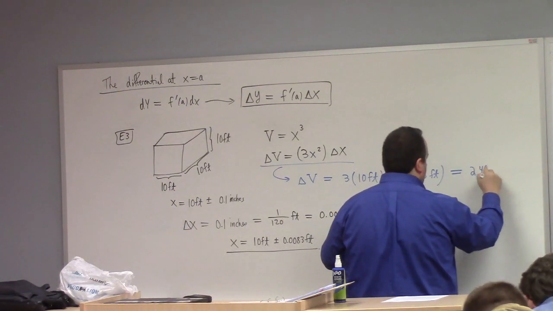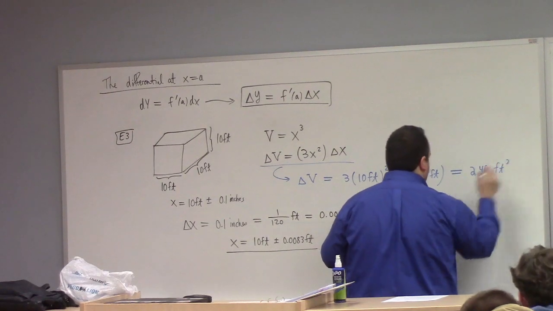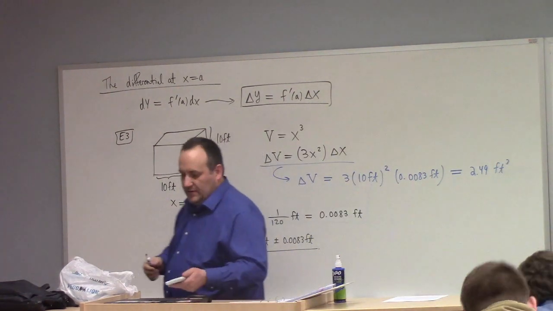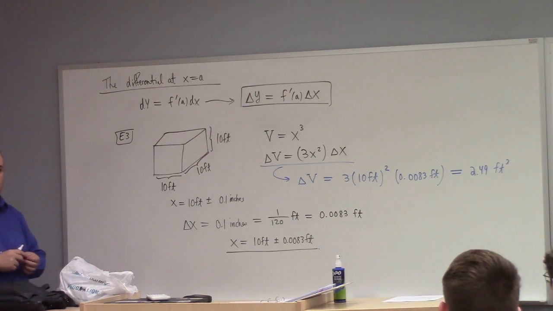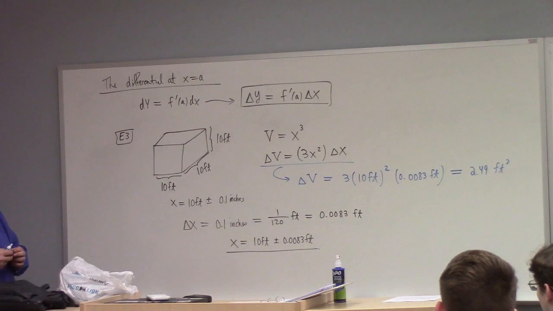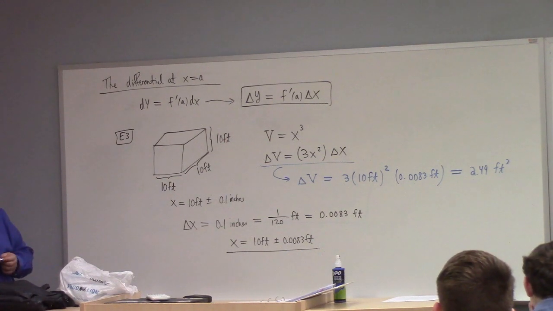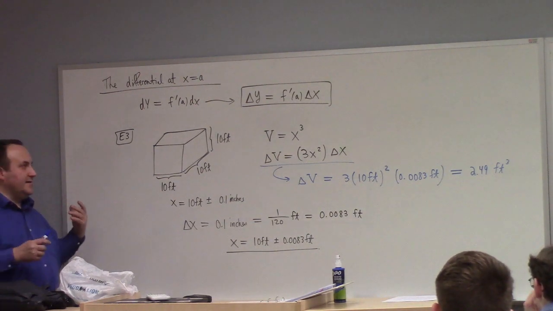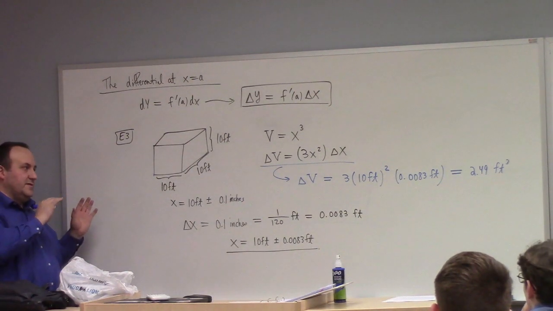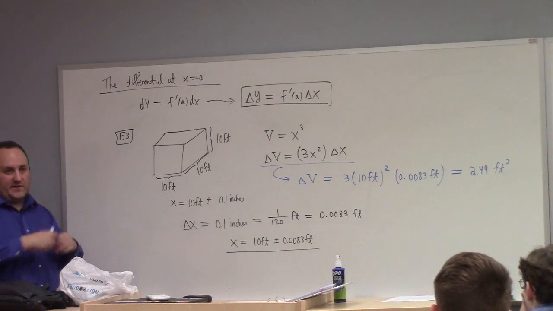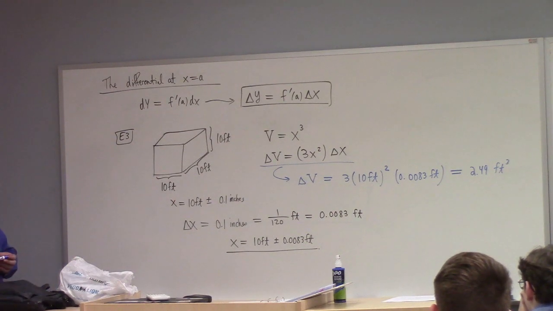2.49 cubic feet. So an uncertainty of just 1/10 of an inch in your length measurement results in an uncertainty of about 2.5 cubic feet for a cube like that. So calculus can help us to understand how a little change in some physical variables results in a corresponding change for variables which are dependent on those variables. That's another use of the derivative.